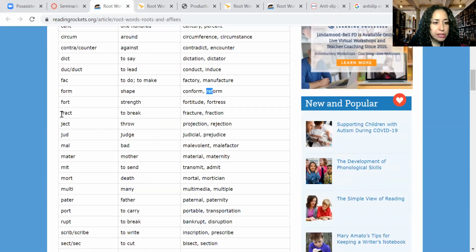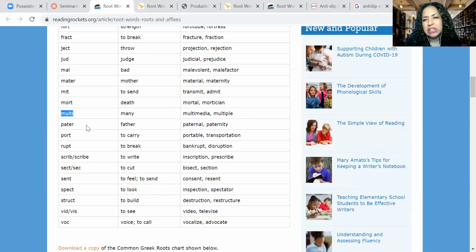For example, like this one, multi. A lot of, it's the same definition that we use in Spanish. Like I'm telling you, it's the same root. So it means many. Multimedia, multiple is the same. You already know what it means.